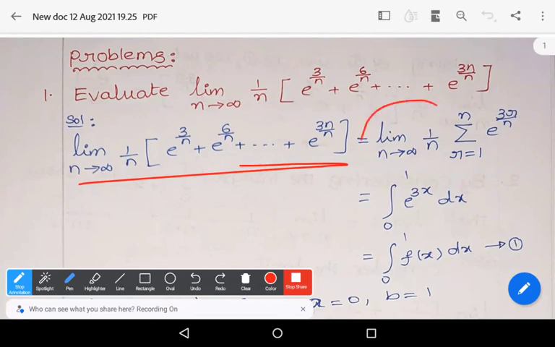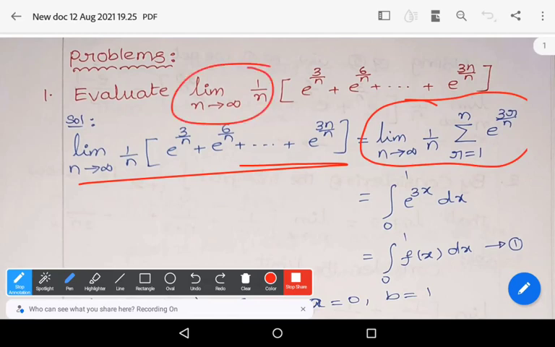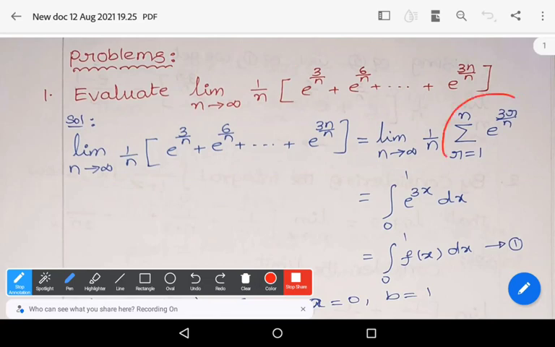That given series can be written in this form. Observe carefully: limit n tends to infinity 1 by n as it is, and the sum of the terms can be written like this: summation r equals 1 to n f of e power 3r by n.